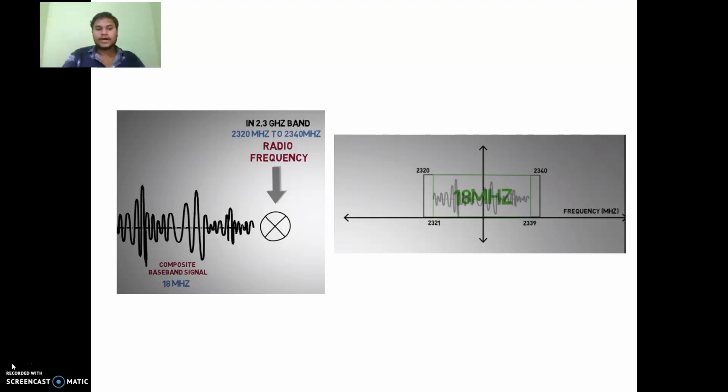Here we use an RF frequency of 2.3 gigahertz. This 2.3 gigahertz has to be licensed by a particular network provider. Therefore, it provides a band of 2320 megahertz to 2340 megahertz. You can see how the 18 megahertz signal is placed in your channel. Well, what we have discussed so far is the downlink process, that is from the transmitting antenna to the mobile device, how the communication takes place in your 4G LTE.